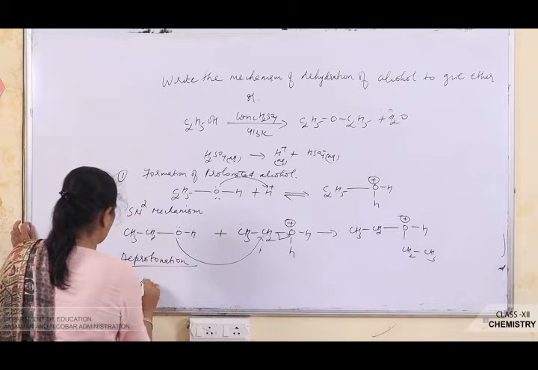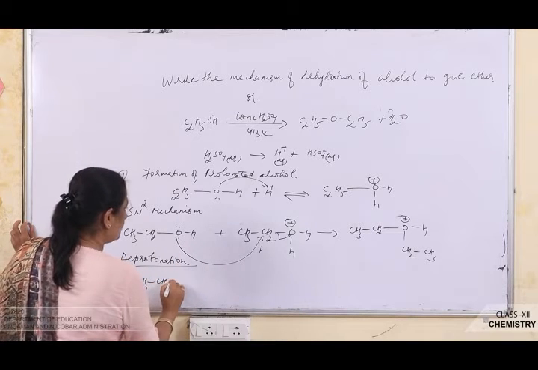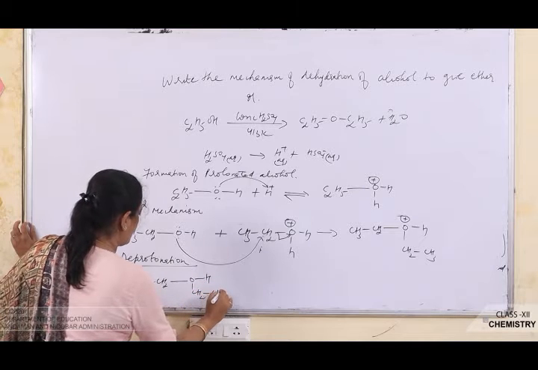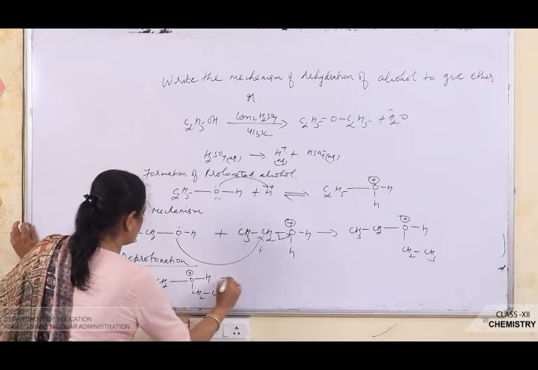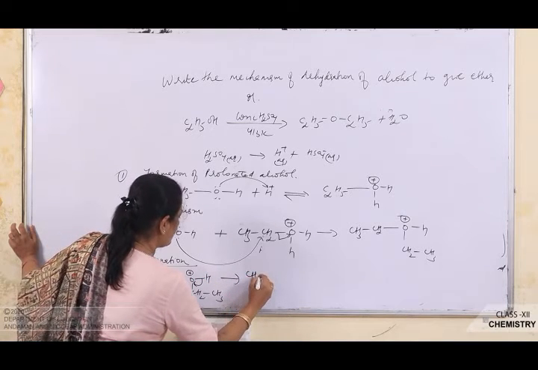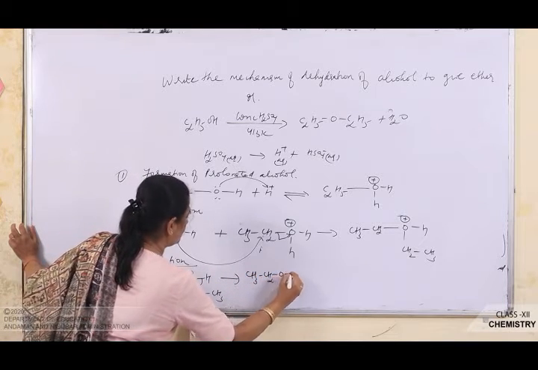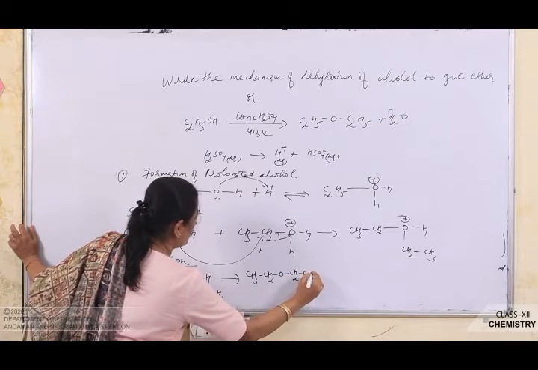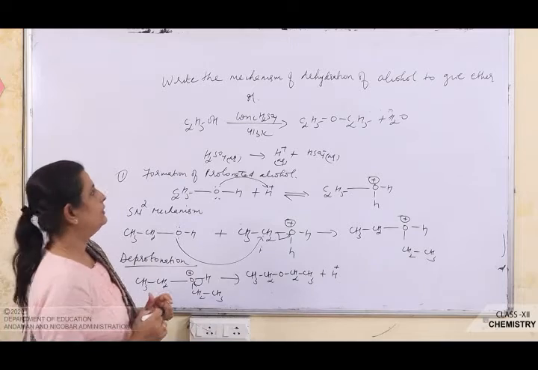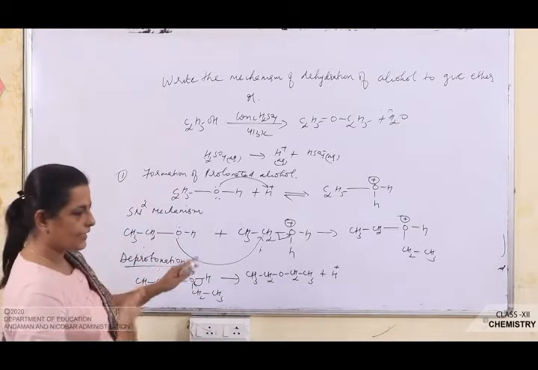So, it is CH3CH2OH+CH2CH3 with positive charge, shifts here. So, you will get CH3CH2OCH2CH3 plus H+. So, understood the mechanism? First step is formation of protonated alcohol.